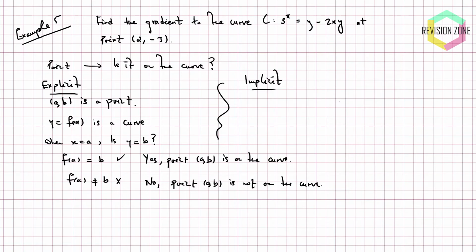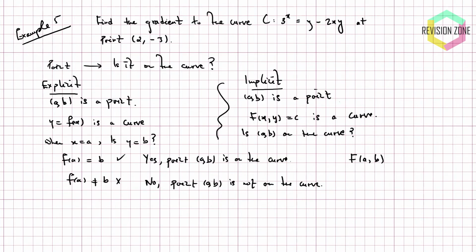So suppose we have AB, which is a point, and suppose we're again given a function, but now it's an implicit function. And this is describing a curve, and the question is, is AB on the curve? And the answer is actually very, very easy, because we just go to our function, capital F, which is describing our curve, and we stick in A and B. When we stick in A and B, these are going to be numbers.